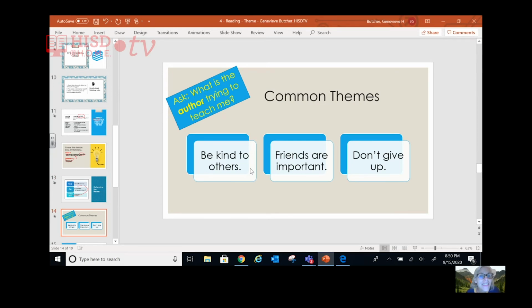So common themes are, what's the author trying to teach me? That's what you're thinking about. Be kind to others. Friends are important. And don't give up. Things like that. Or can you think of some others? What's the one about treating other people how you, something like that.